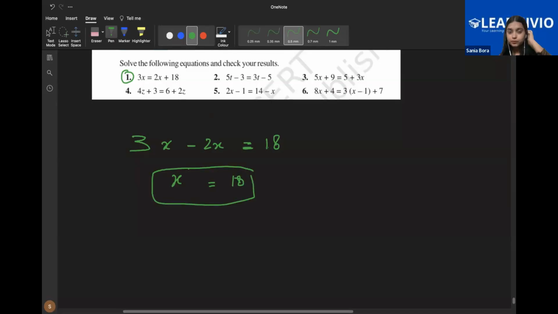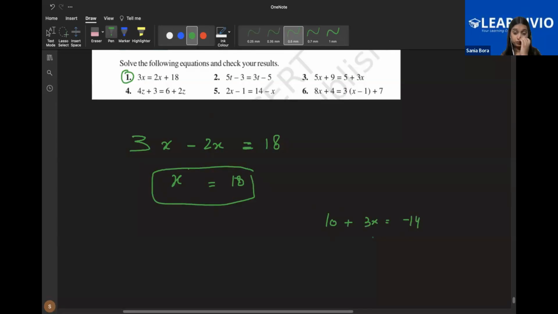Oh, what you did? Ma'am, like how to do in the transposition method? Transposition, how you are doing? I don't know which method you are following. You tell me. Ma'am, like for example, there's a sum like 10 plus 3x equal to minus 14.